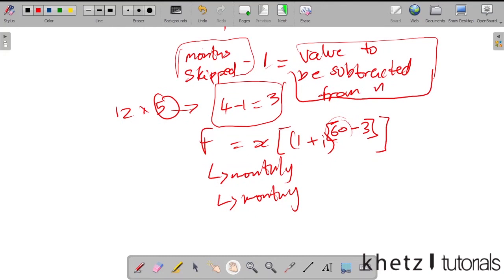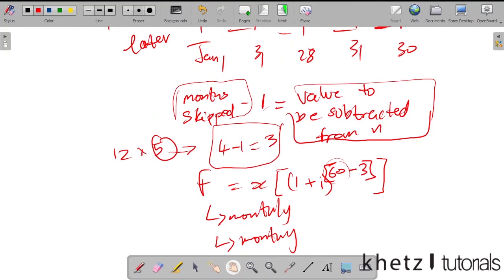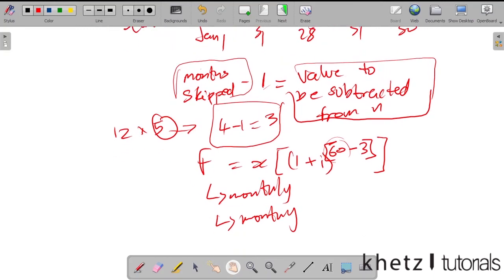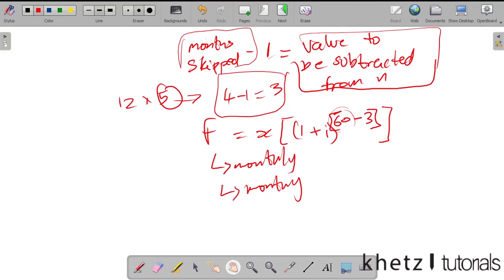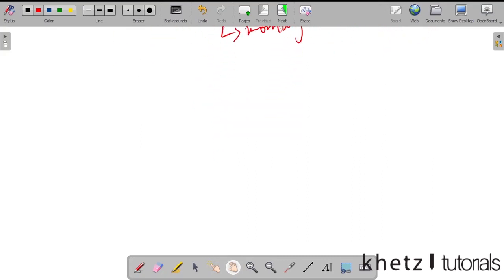You don't subtract the exact 4 from that total amount of time that you're actually supposed to pay. You subtract the months skipped, subtract 1, and that is why I subtract 3 in that case. Now, I already talked about payments made at the beginning of the period, and yeah, so usually interest is earned for one period less than the number of payments, and that is the usual case. And for payments made at the beginning of the period, then you just multiply the future value by another period of interest, which I just showed you.